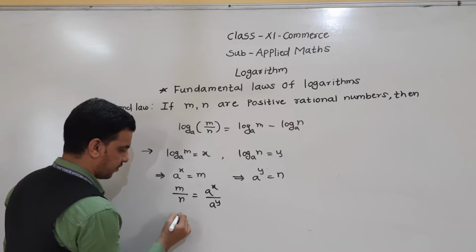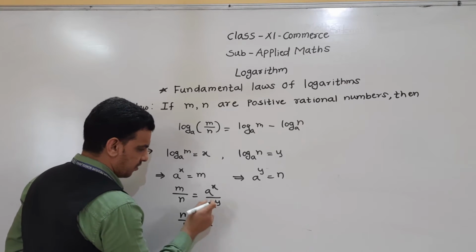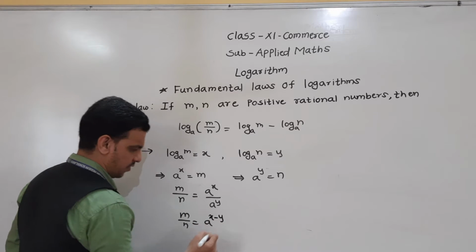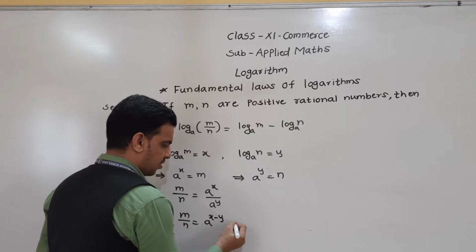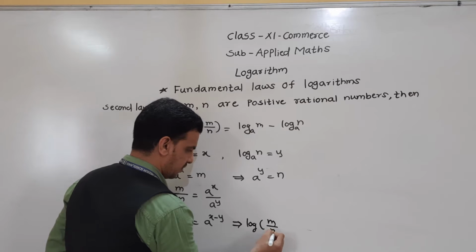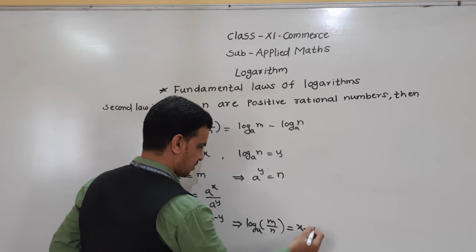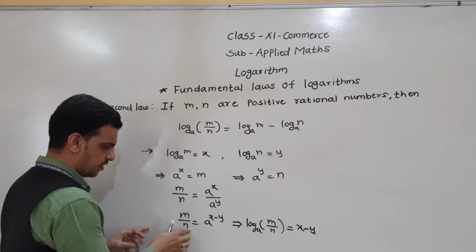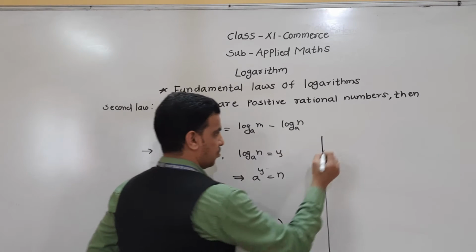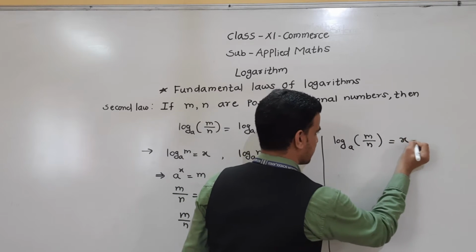Okay, so if m by n is equal to a raised to x upon a raised to y, then by laws of indices we can write, here base is a, so a raised to x minus y. Now we have to write in log format, so log of m by n to the base a is equal to x minus y.